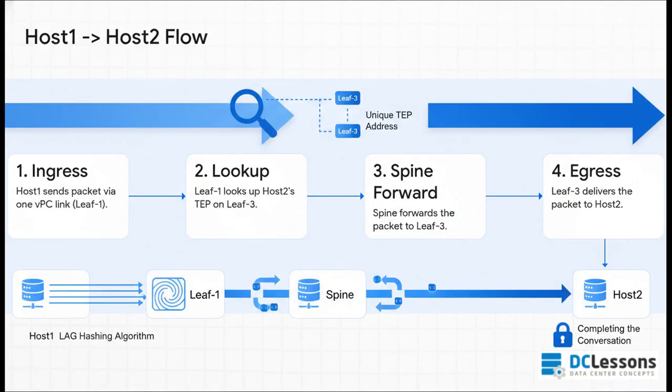And now for the return trip, following the blue arrows. Host 1 picks one of its links and sends the packet up to leaf 1. Leaf 1 does a normal lookup for host 2, finds its unique TEP address over on leaf 3, and just forwards the packet straight there through the spine. Leaf 3 gets it, sends it down the local port to host 2, and the conversation is complete.